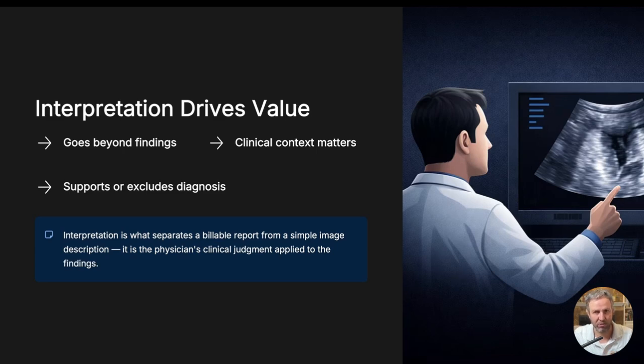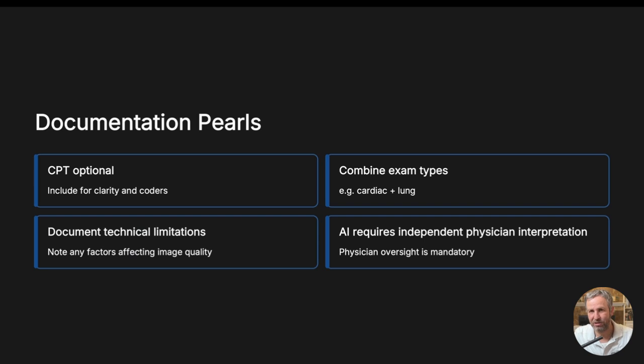Think about when you use a radiology report, what do you look at? Usually the interpretation first, and then the findings as necessary. A few high-yield documentation pearls. CPT codes can be included for clarity or to assist coders, but they're not required.